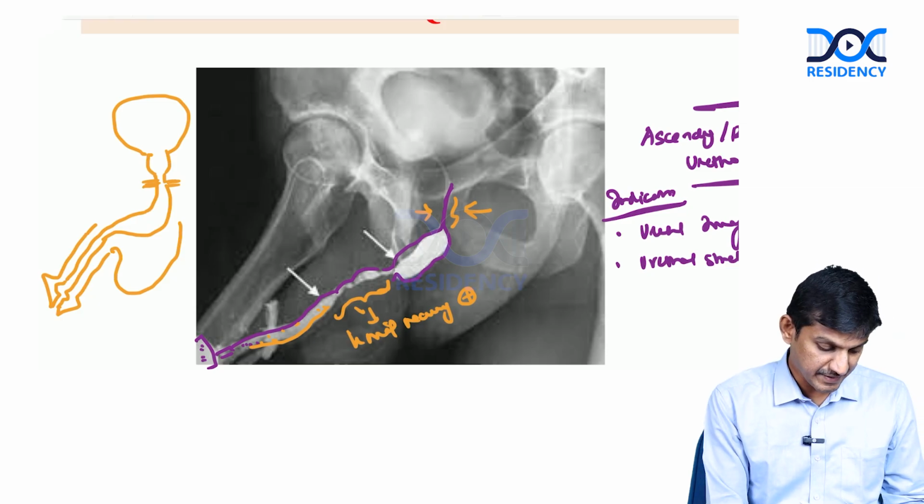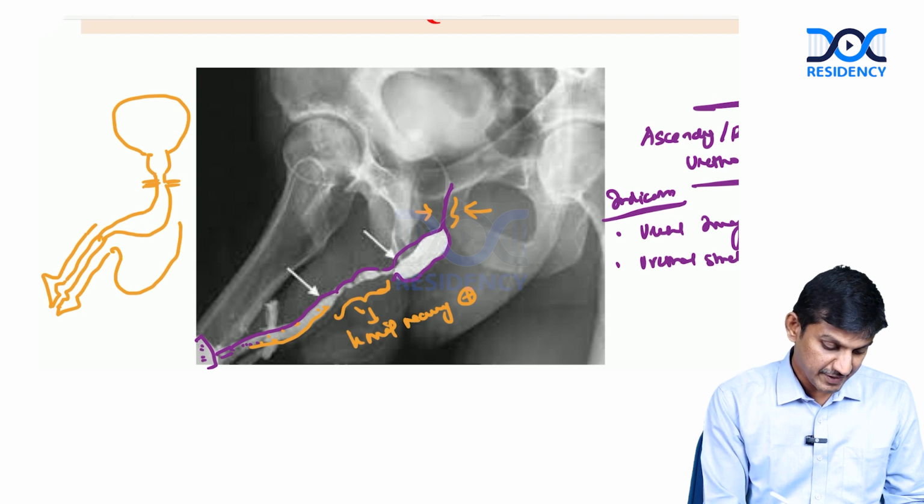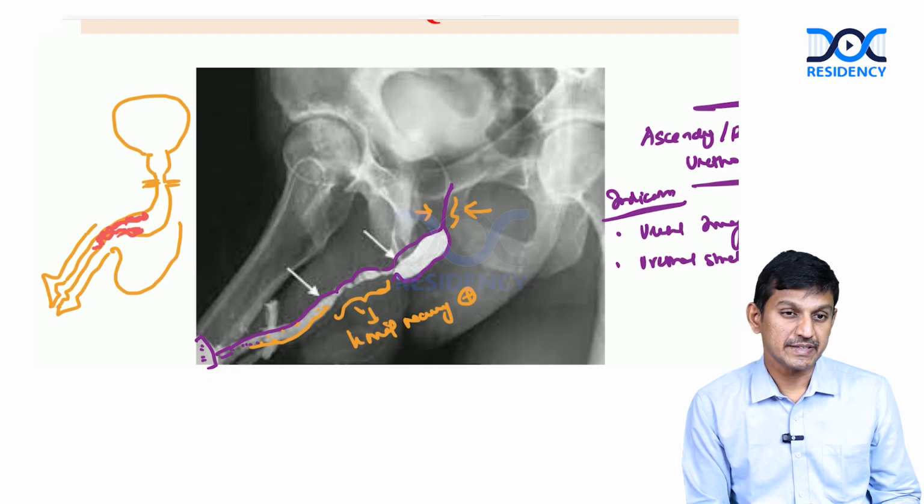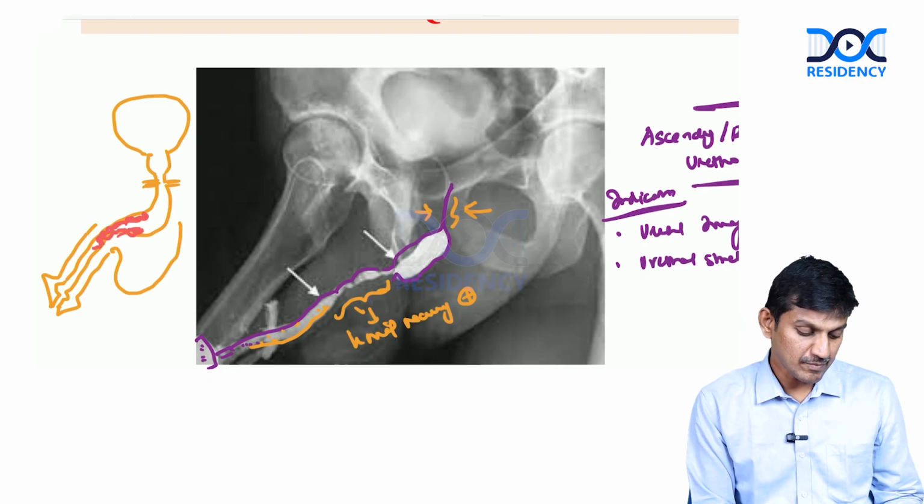So as you see here, there is a narrowing in the distal bulbar urethra, also in the proximal penile urethra. This is probably a case of a long segment narrowing involving the distal bulbar and proximal penile urethra. That is how you have to say.